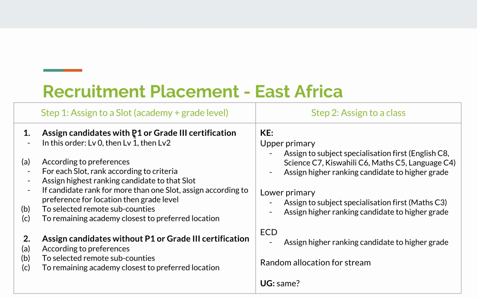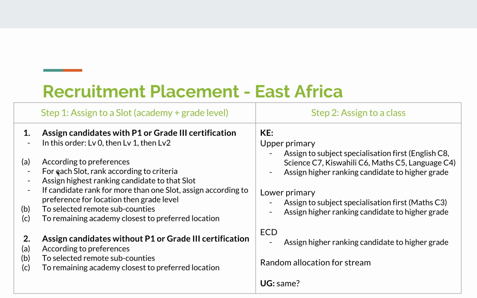And we have a term called slots. Slots just means an academy and a particular grade level. So if Academy A ECD is looking for 3 classes and 3 teachers, that is just the same slot. The reason is that, because of the criteria that we'll talk about later, we are ranking teachers according to what grade level they are in.